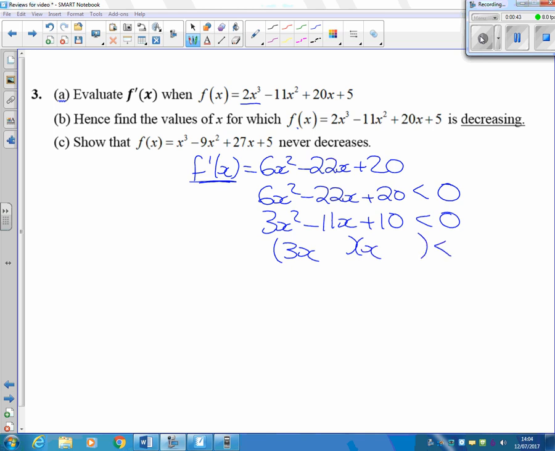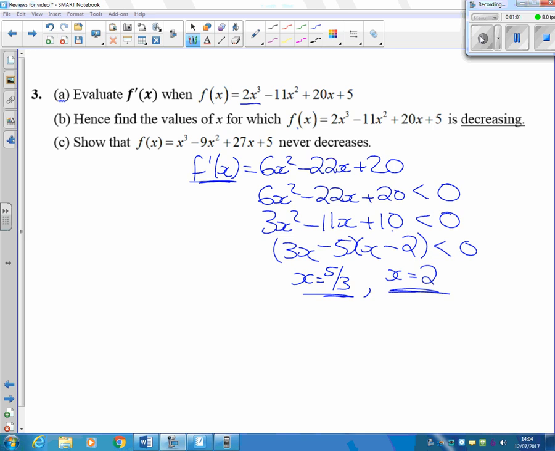I've got 3x and x. 10 has got to be a 5 and a 2, hasn't it? Let's put the 5 and the 2 that way round. They both got to be negative. And so I've got interesting points at x is equal to 2, or when x is equal to 5/3.